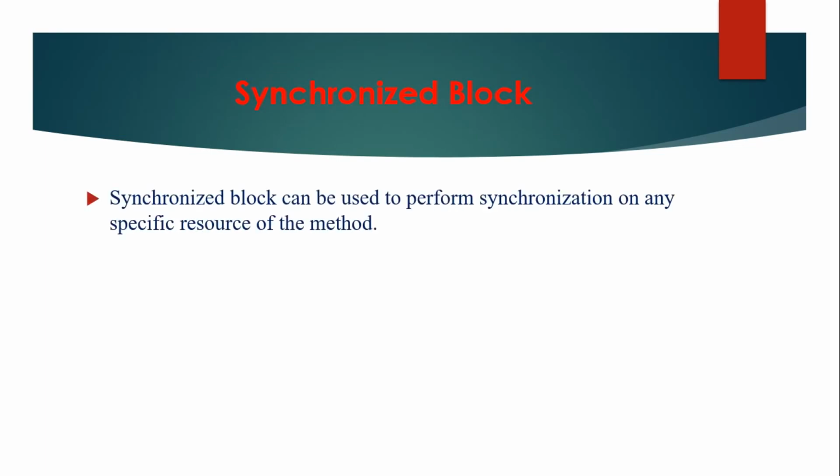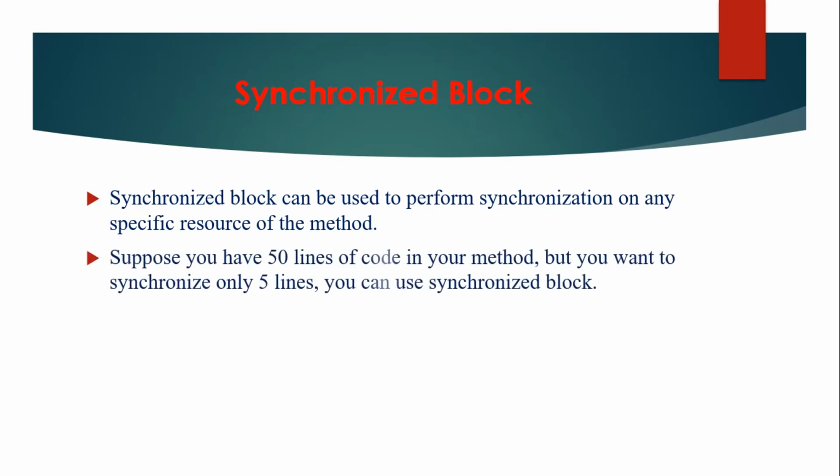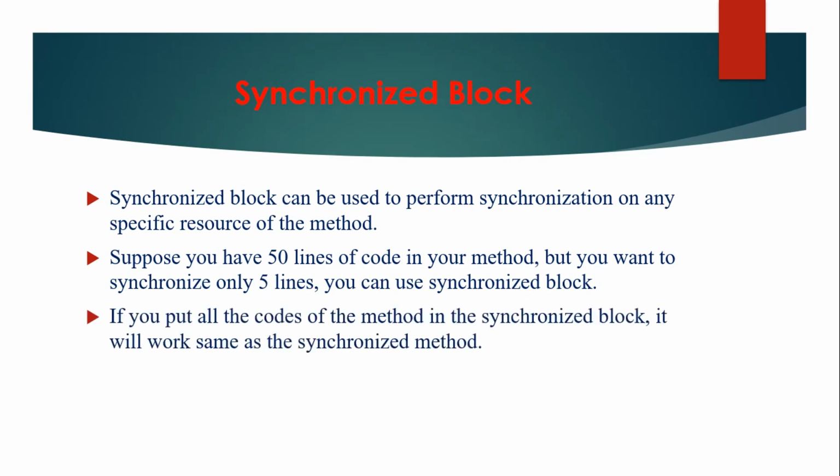Let's discuss the synchronized block. A synchronized block can be used to perform synchronization on any specific resources of the method. Suppose we have 50 lines of code in our method, but we want to synchronize only 5 lines, so we can use the synchronized block. A synchronized block is used for short computing. If we put all the code of the method inside the synchronized block, then it will work the same as the synchronized method.